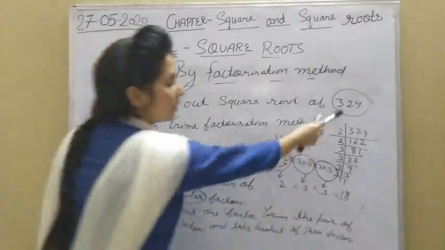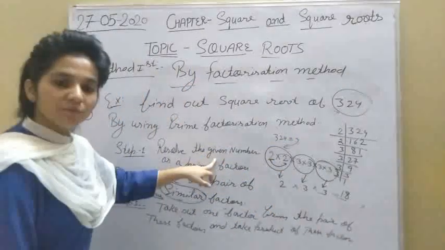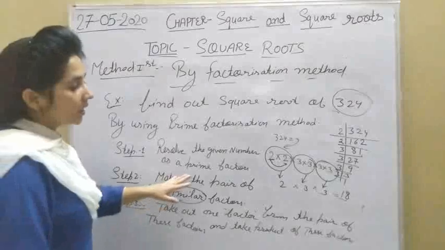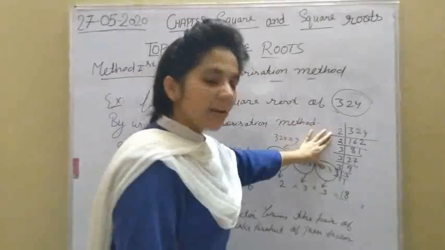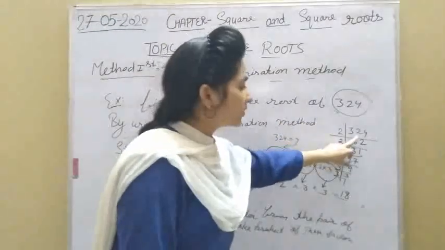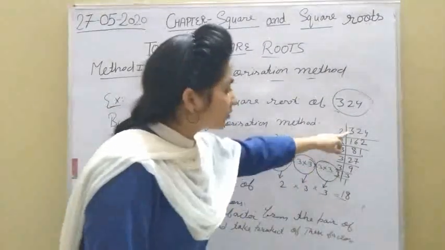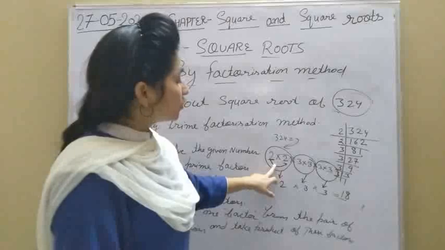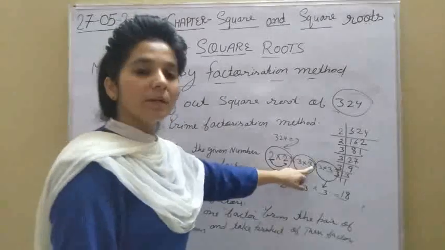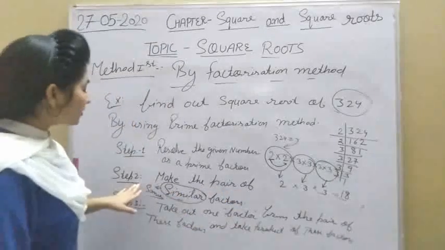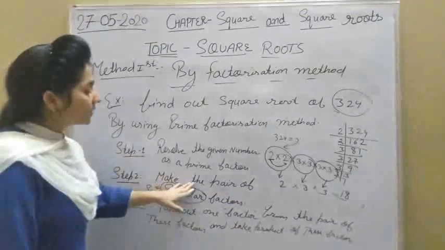You have a given number 324 as a prime factors. We will take the prime factorization of the 324 and all the prime factors of the 324 will be 2 multiply 2 multiply 3 multiply 3 multiply 3 multiply 3. And your second step will be make the pair.